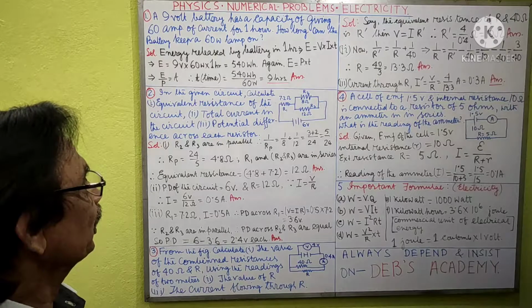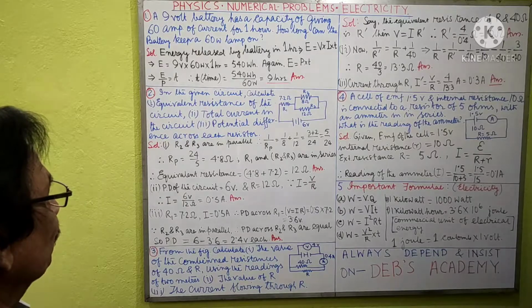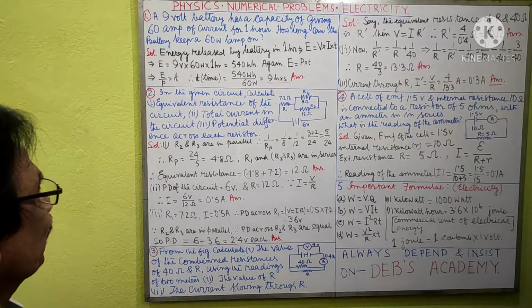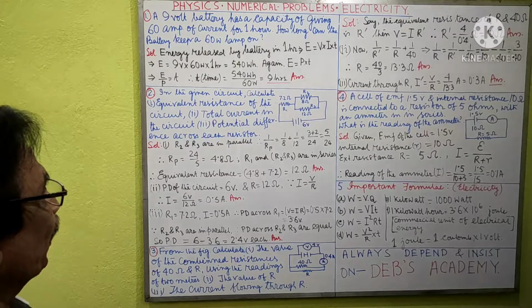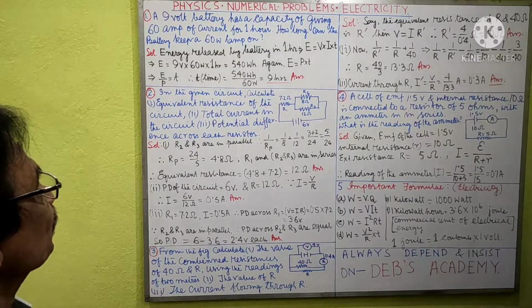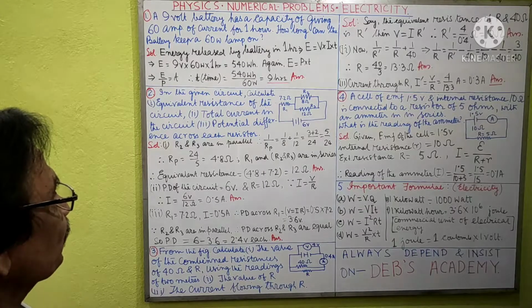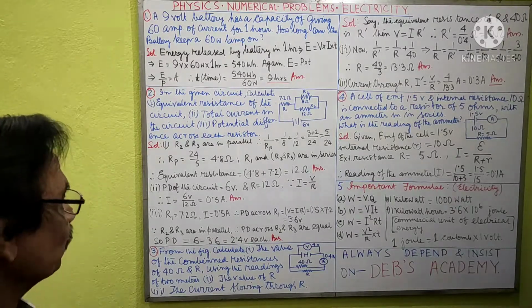Again we know that E equal to P into T, P is the power. Therefore, T equal to E by P, therefore time will be 540 watt hour by 60 watt, that is 9 hours. That means the bulb will glow for 9 hours. This is the answer. Next, question number 2.